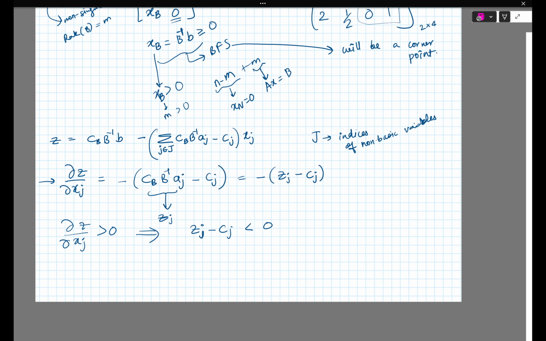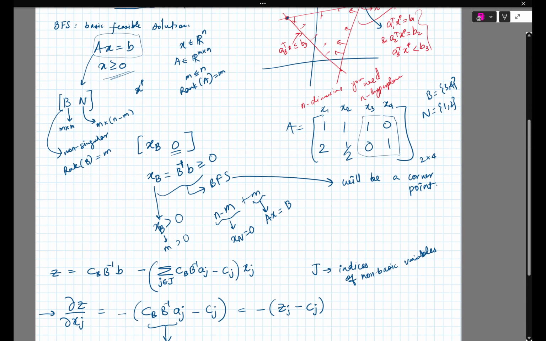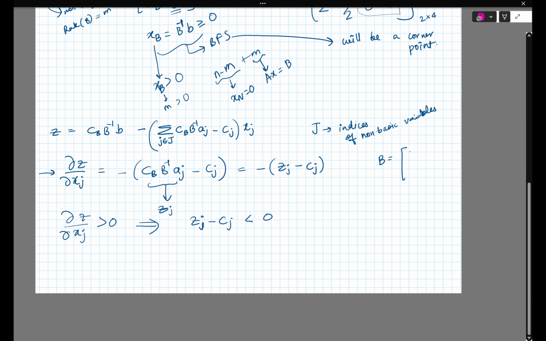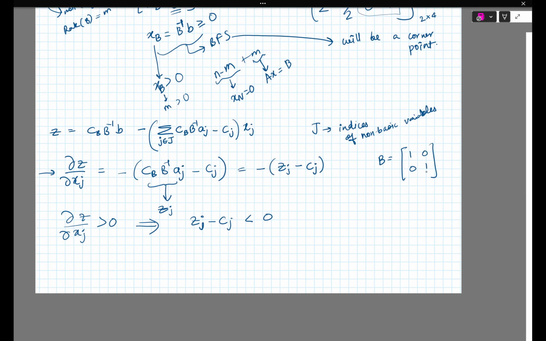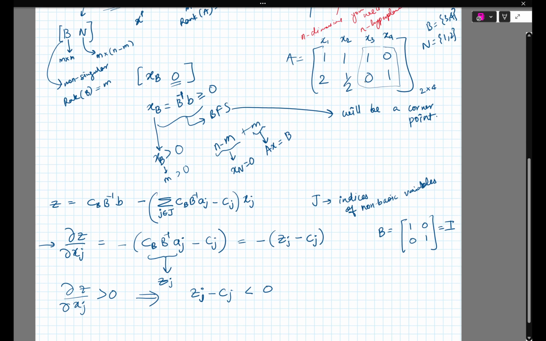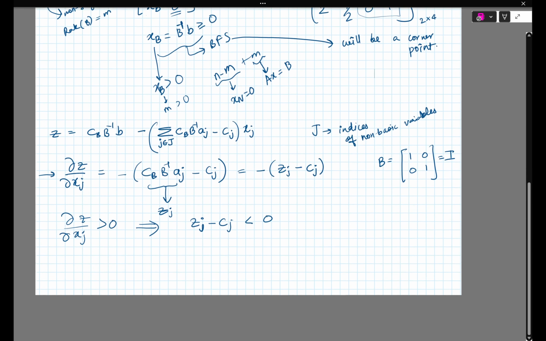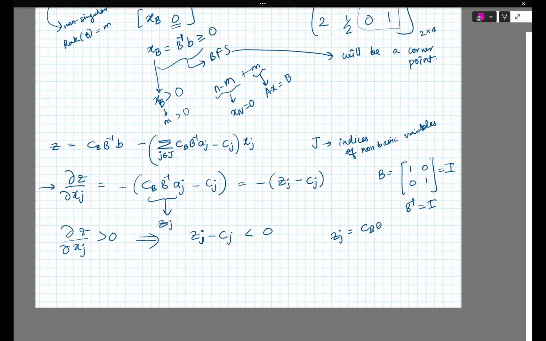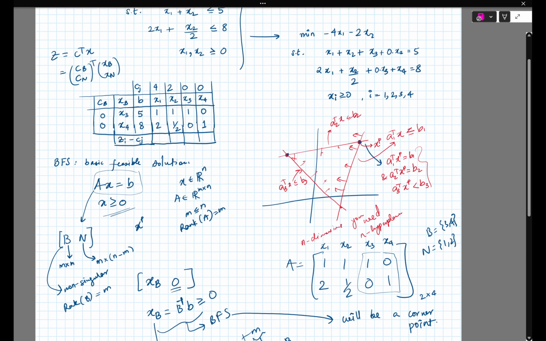And you may want to recall that the B that we have, B is identity, right? That is how we have constructed our B. B is identity and non-singular. So zj is basically just, because B inverse will still be identity, it's basically cB into Aj, right?